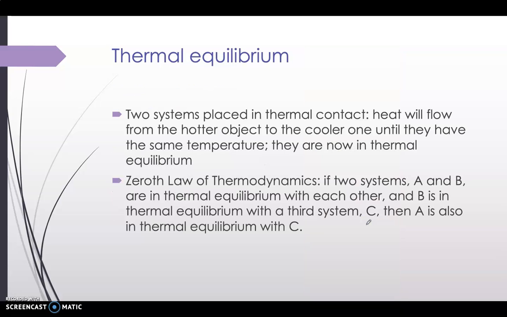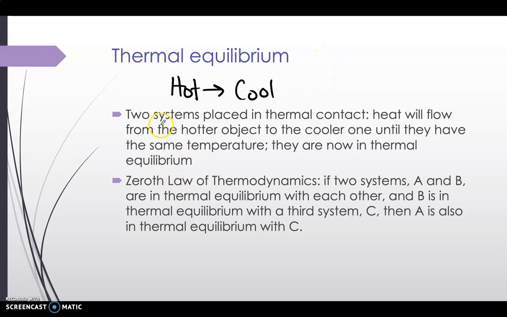Okay. So moving on to thermal equilibrium. Okay. So when we place two systems in contact with each other, heat will flow from the hotter object to the cooler one until they reach the same temperature, and that is called thermal equilibrium. Okay. So again, heat flows, and I believe we'll probably talk about that more in our next module, but heat will flow from the hotter object to the cooler object, okay?